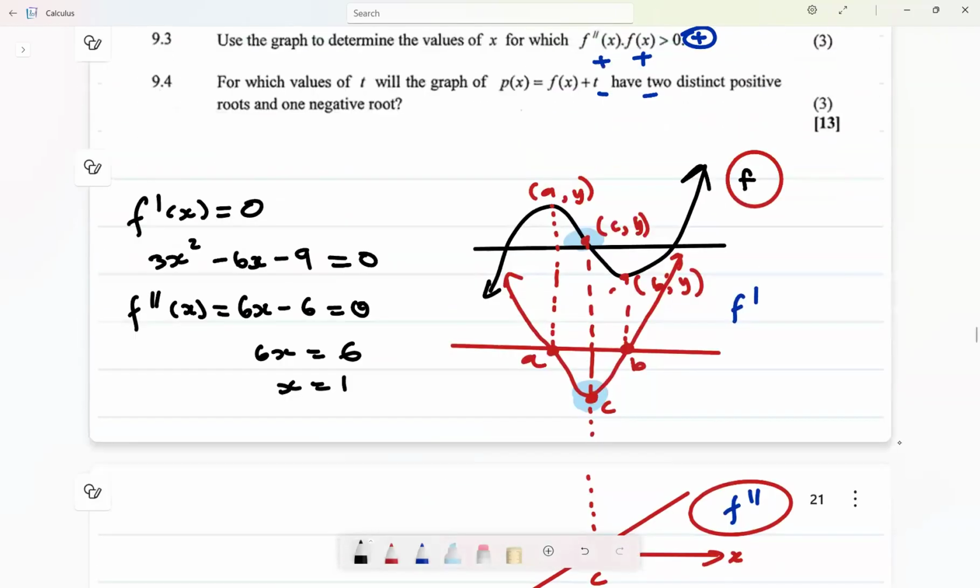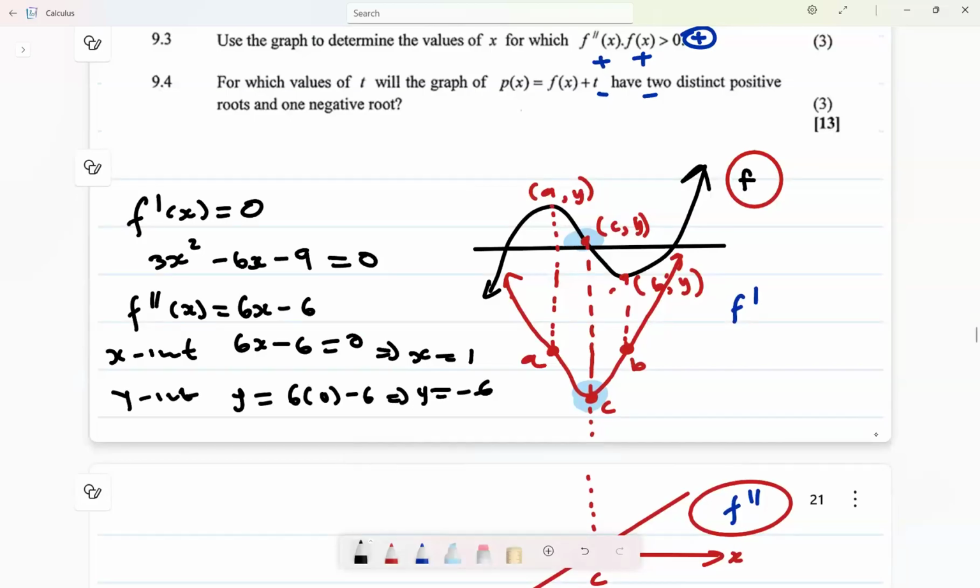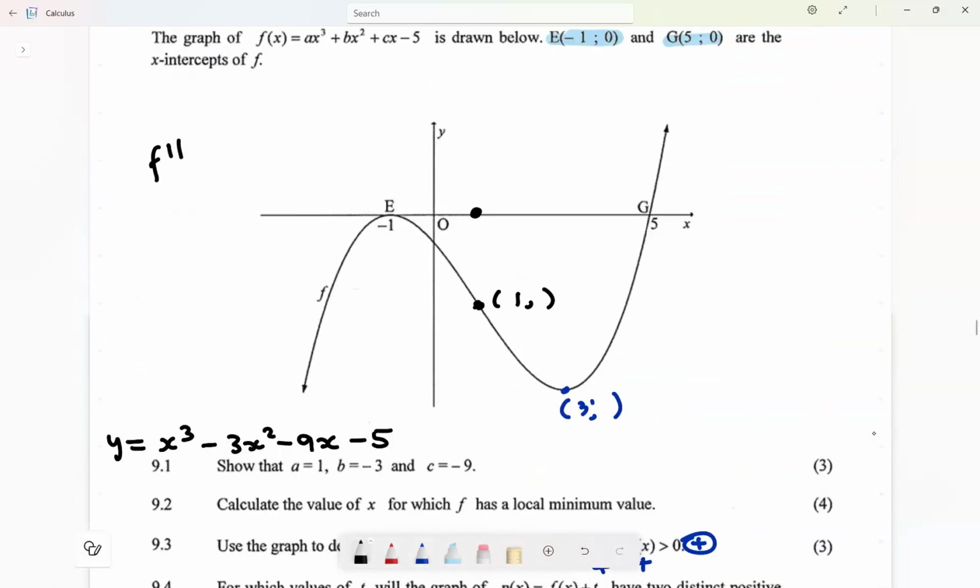I want the y-intercept. For y-intercept, I let x equal to 0. Remember, 6x minus 6 is equal to 0. This is when I want the x-intercept, I let the y equal to 0. That gives x is equal to 1. But for y-intercept, I need to let x equal to 0, which is now y is equal to -6. So it's going to cut at -6 here.